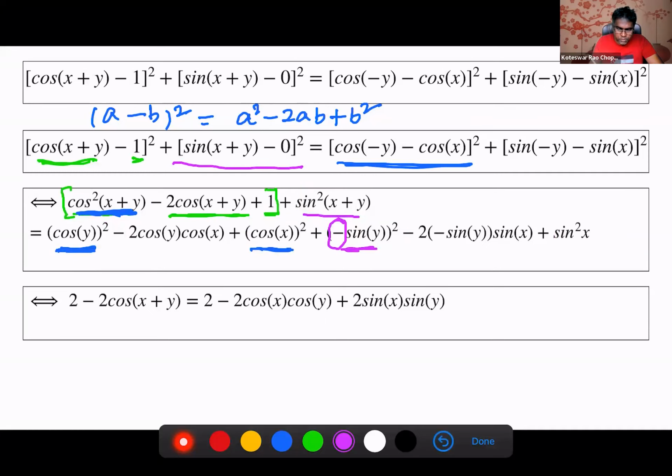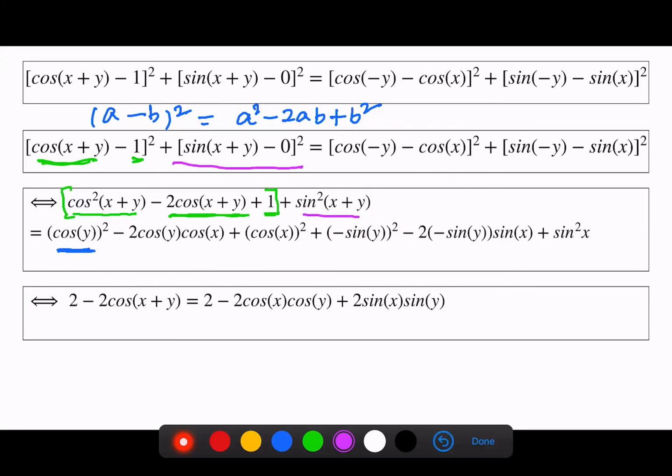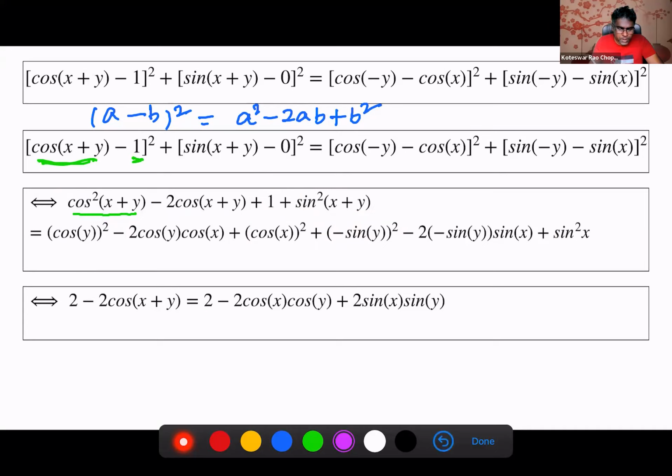From the third box, right? Yes, sir. Okay, so let me do that. You understood how we obtained the third box, right? Yeah, sir. Now let's look at this cos square x plus y, and then sine square x plus y. We are just adding them, so it's like getting cos square theta plus sine square theta, where x plus y is theta. So you get the identity: sine square theta plus cos square theta is 1.